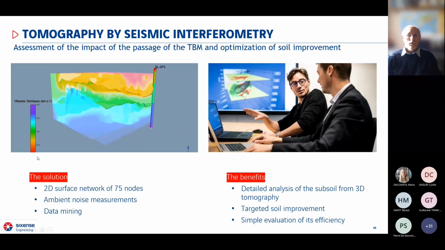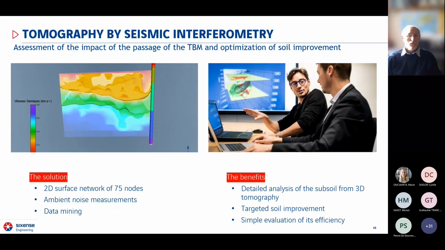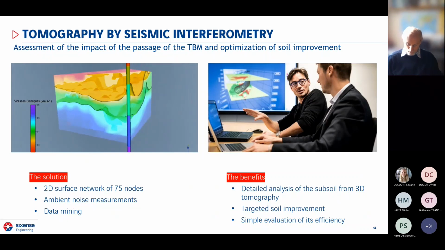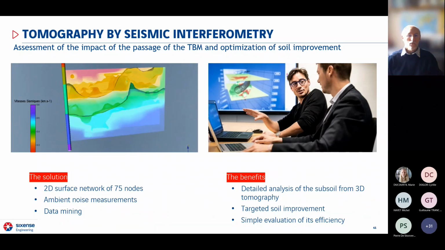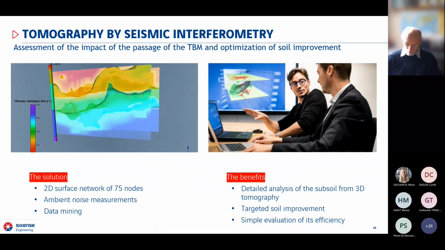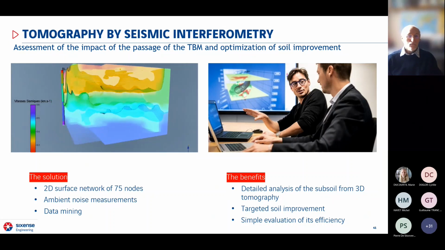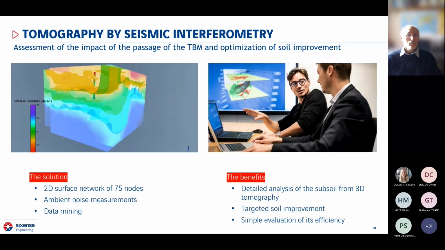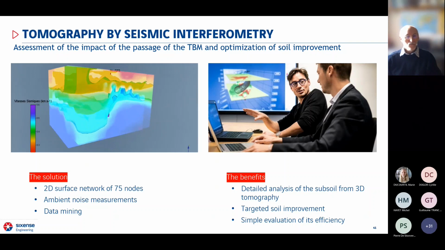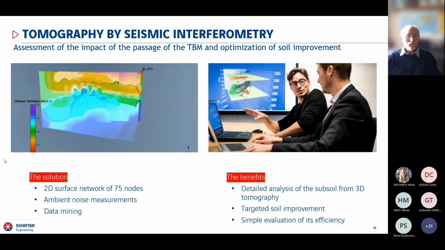I would like to show you another project that we worked on. This one was in an area where the TBM has already passed, and the aim was to analyze the subsoil to study the impact after the passage of the TBM and to highlight the areas where the soil was weakened and presents a risk of collapse, for example. And that because there was a planned soil improvement project with a resin injection, and the 3D analysis of the subsoil helped target these injections better.